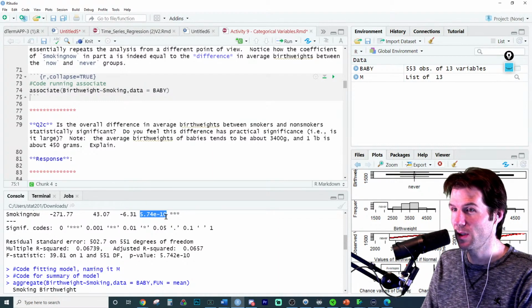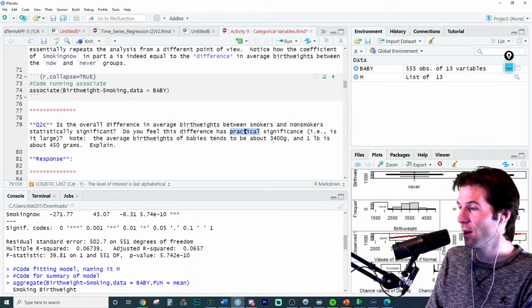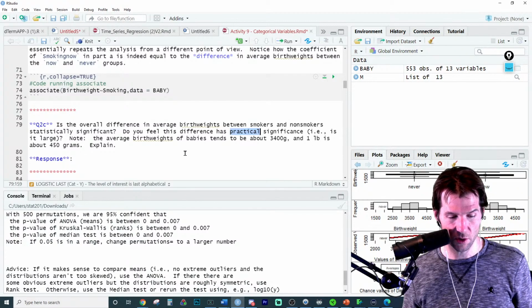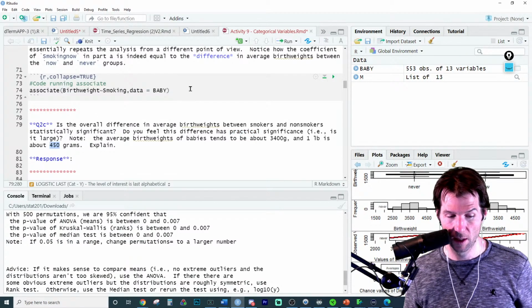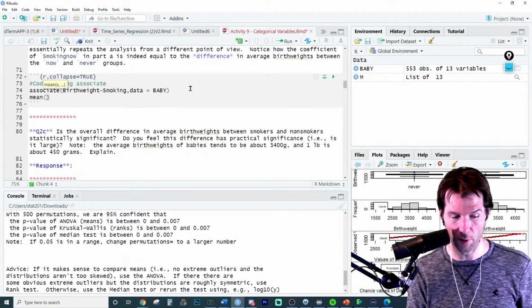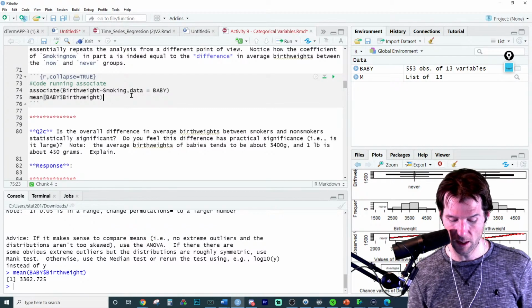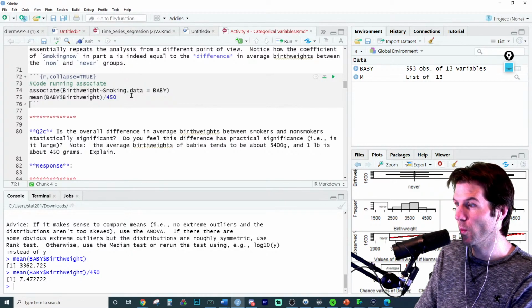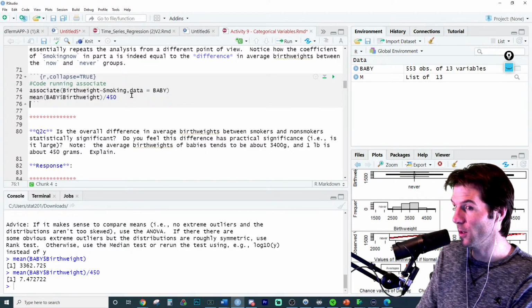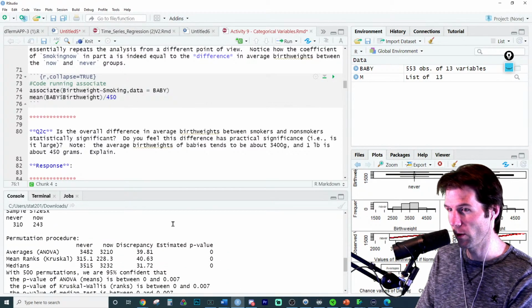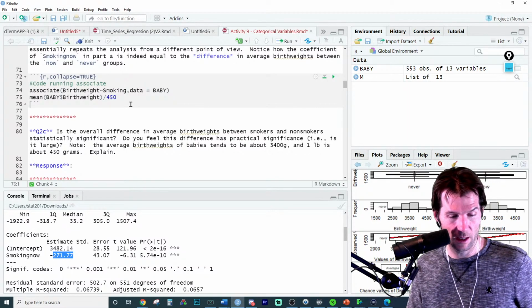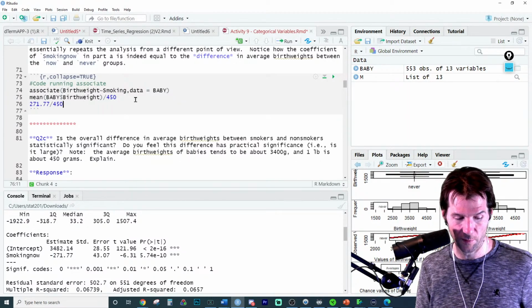Then the question becomes, is this practically significant? We could take a mean for baby weight. It says right here, a gram is 450 pounds. So let's take the mean for baby birth weight. The average baby here weighed 7.5 pounds. So what we're seeing is a difference in baby weights of about 0.6 pounds. How do I know that? The coefficient that we see right here is the difference, and let's divide that by 450.